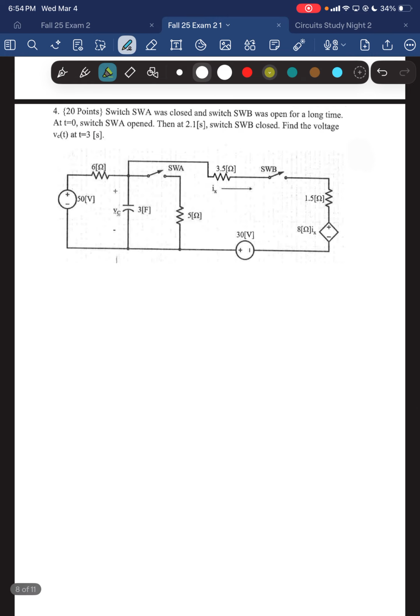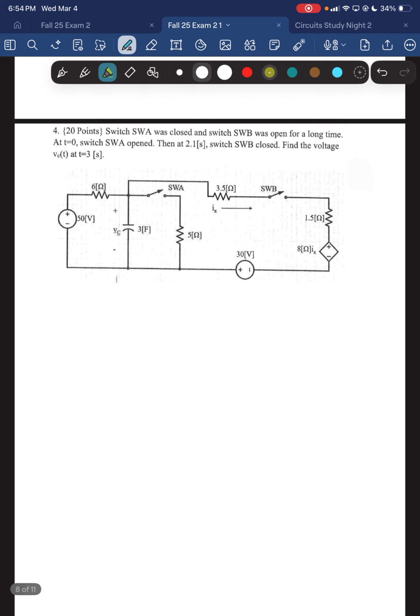Let's start the switch problem now. So we're given a sequential switching circuit, so you can already know that there's going to be a lot of work involved in this. This is the circuit we are given. We are told that switch A was closed and switch B was open for a long time before t equals 0. Then at t equals 0, switch A is open, and then at t equals 2.1 seconds, switch B is closed. Find the voltage VC(t) at t equals 3 seconds.